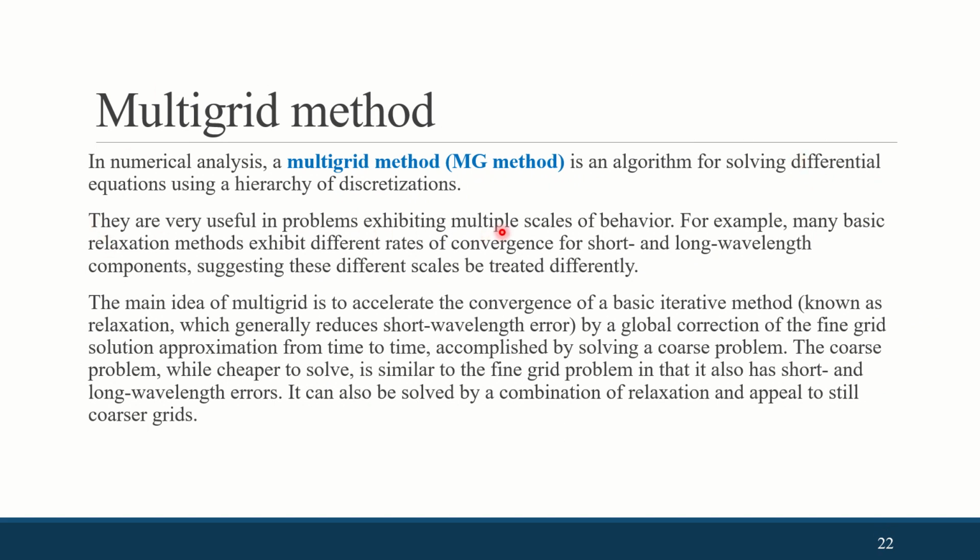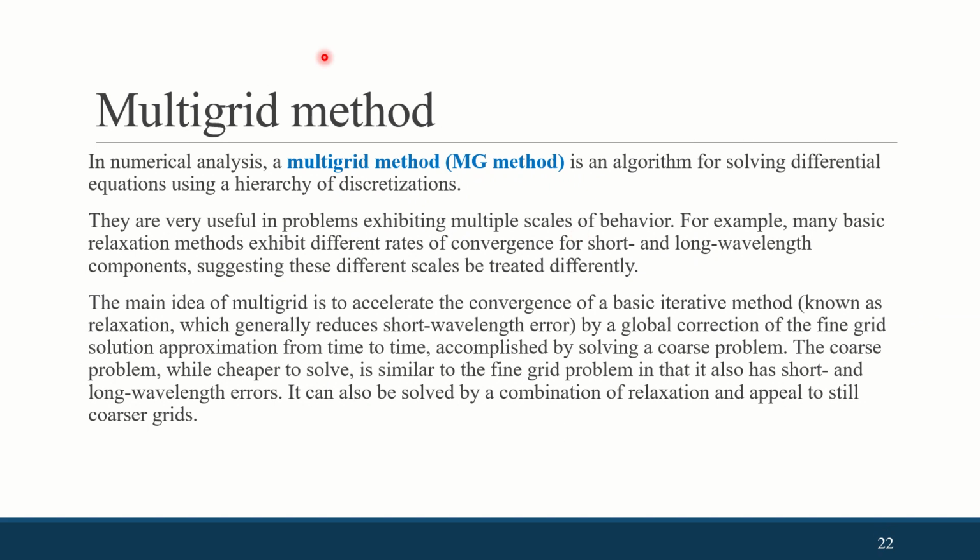They are very useful in problems exhibiting multiple scales of behavior. For example, many basic relaxation methods exhibit different rates of convergence for short and long wavelength components, suggesting these different scales be treated differently. Everything cannot be put together in a single thing, like we need variations for different methods.